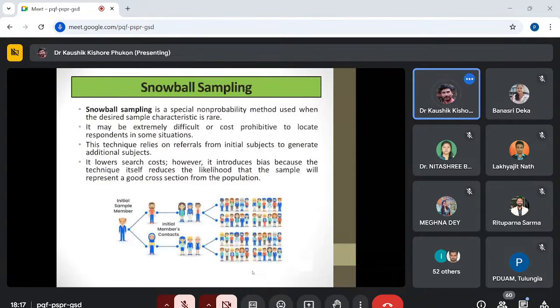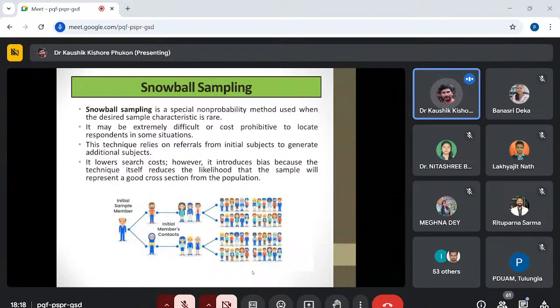snowball sampling. This sampling is very unique, and with the help of this sampling technique, we can deal with very complex situations. Suppose you are going to study the behavior of persons suffering from some disease like AIDS, or suppose drug addiction.